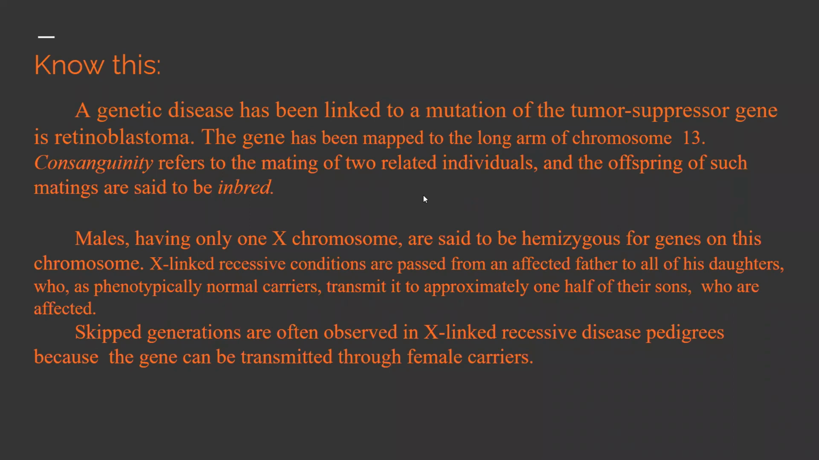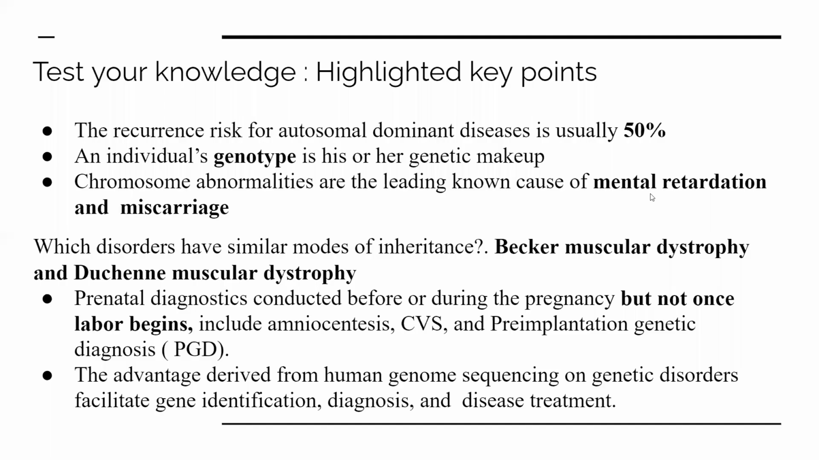This slide will give you a genetic disease, retinoblastoma, and then consanguinity causing diseases to be transferred to the next generation. A male with one X chromosome is hemizygous, and X-linked recessive conditions are passed from an affected father to all the daughters in that case. Sometimes skipped generations are often observed in X-linked recessive disease, and the genes can be transmitted through the female carriers this way. So this is a slide just to help you understand what those terms mean.